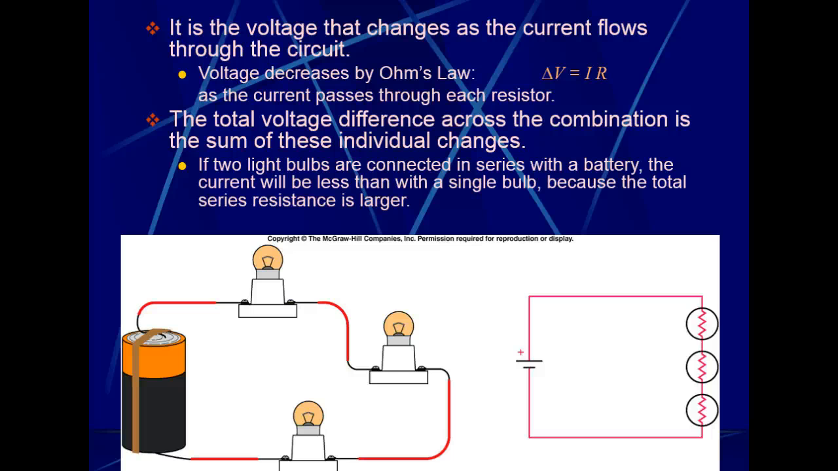So if light bulbs are connected in series with the battery, the current is going to be less than with a single bulb because the resistance is larger. Since the current is less, the bulbs are not going to be as bright.